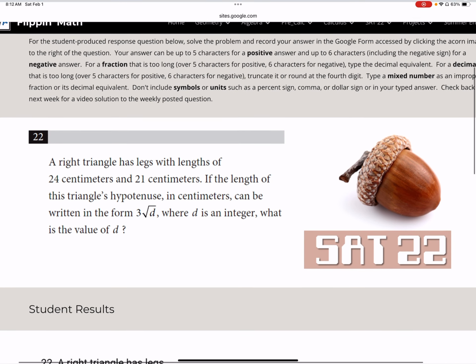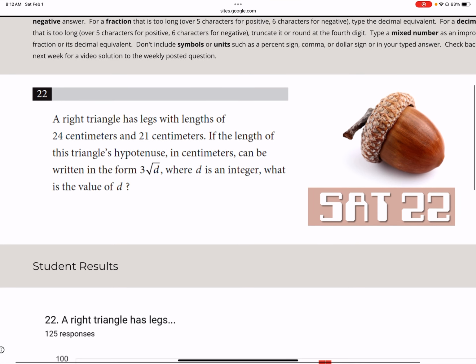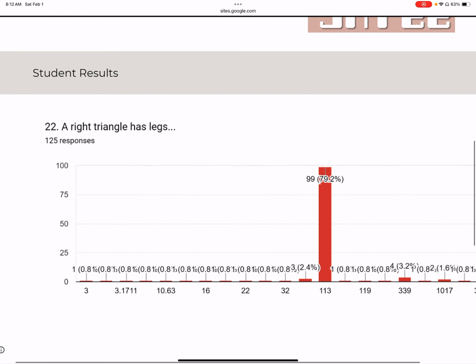So it looks like they have computed the value of the hypotenuse and then put it in simplest radical form, and we had to type in our answer. How did we do? Let's take a look.